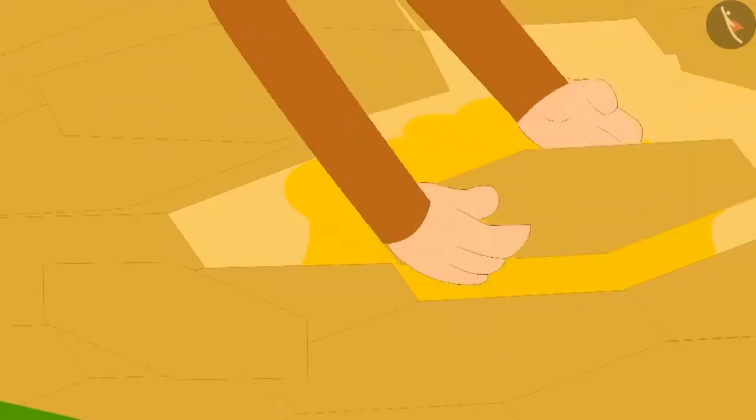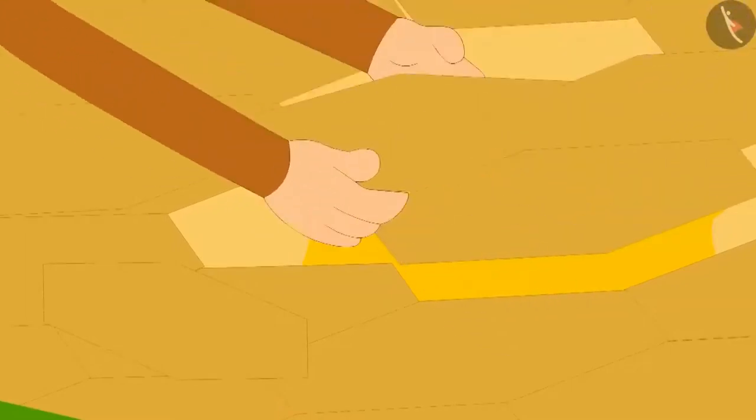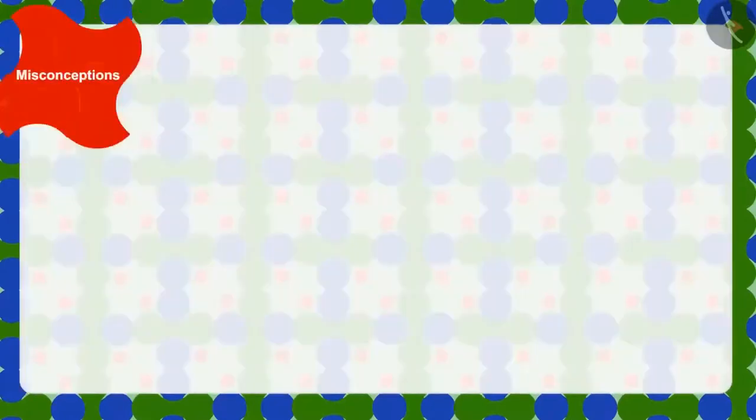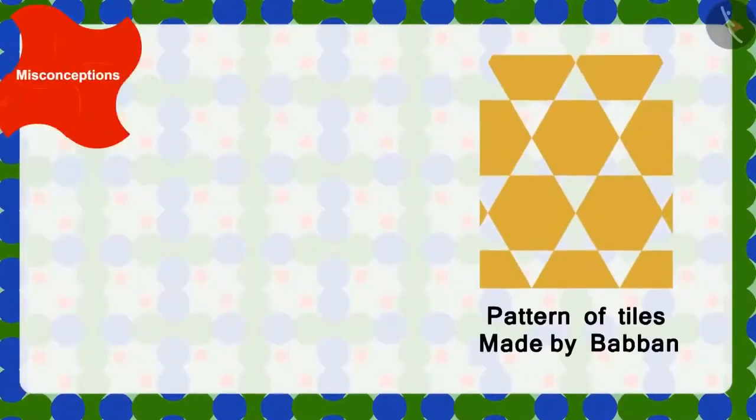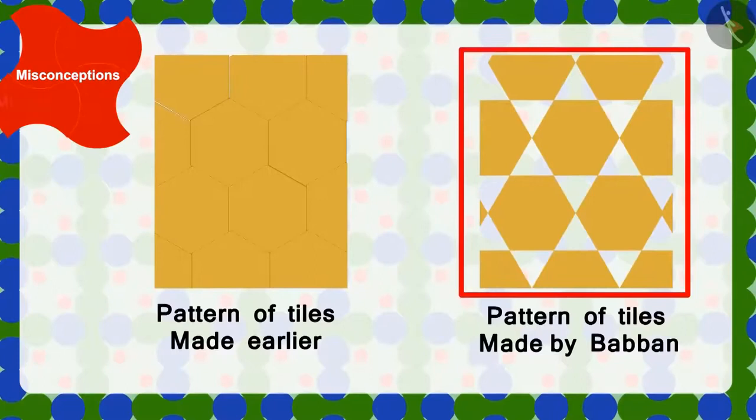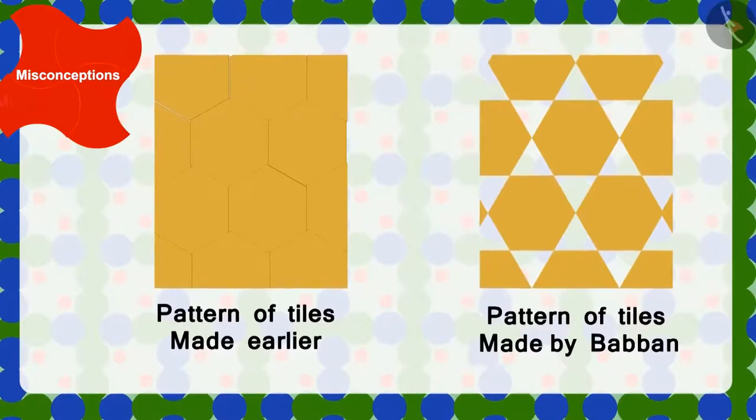But he was not able to understand how the tiles were fixed on the floor. He placed the tile like this and went home happily. Children, can you tell me what is the difference between the patterns of the tiles made by Babban and the pattern of tiles already present on the floor? Yes, in the pattern made by Babban, there is some space between two tiles, whereas there was no space in the previous pattern of the floor.